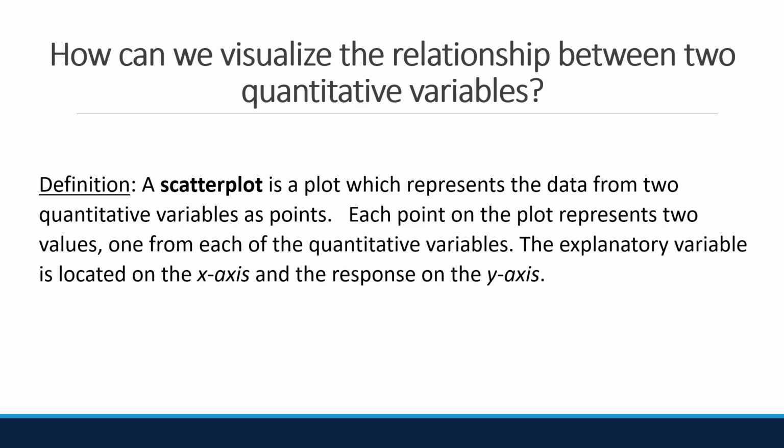A scatter plot is a plot which represents the data from two quantitative variables as points. Each point on the plot represents two values, one from each of the quantitative variables. The explanatory variable is located on the x-axis and the response on the y. Scatter plots are often titled using the following two conventions: y variable versus x variable, or y variable as a function of the x variable.